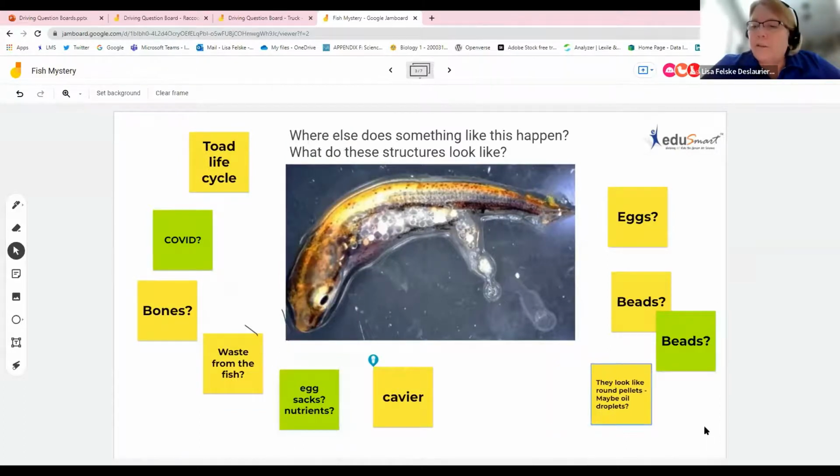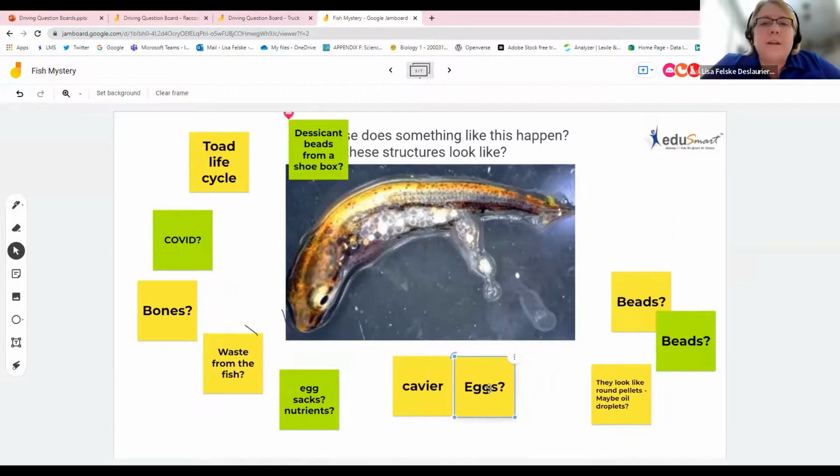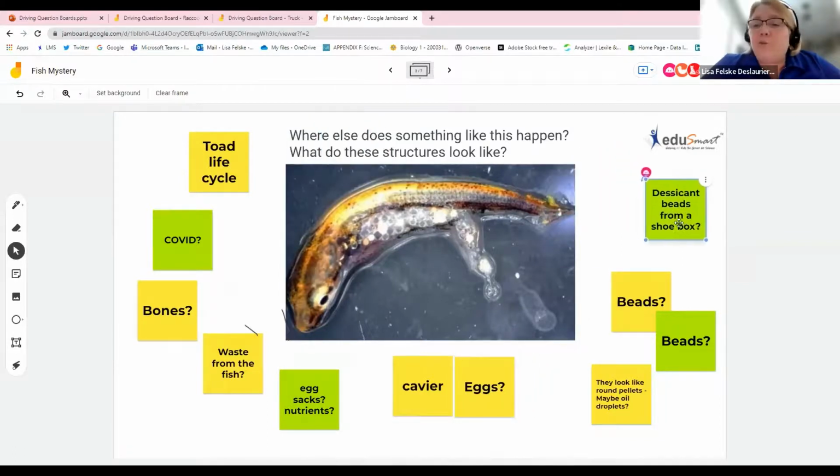So anyone else? Caviar is really like eggs. I'm gonna put that there. Desiccant beads from a shoebox. That's actually a pretty good guess. You know those little packets of chemicals they put in there to absorb moisture? It does look like that.